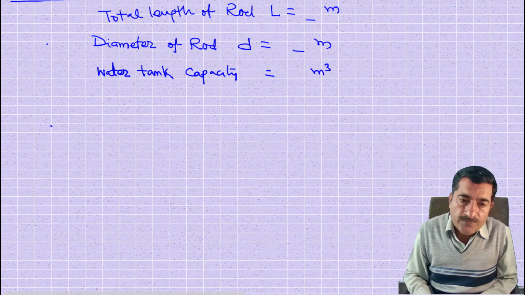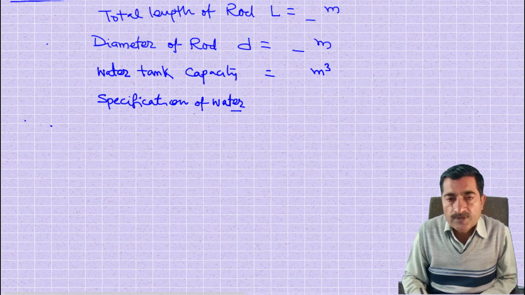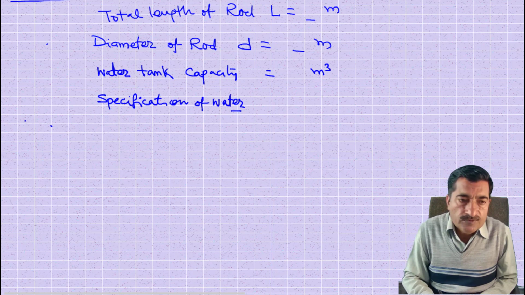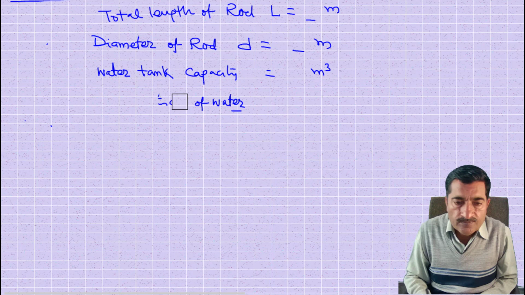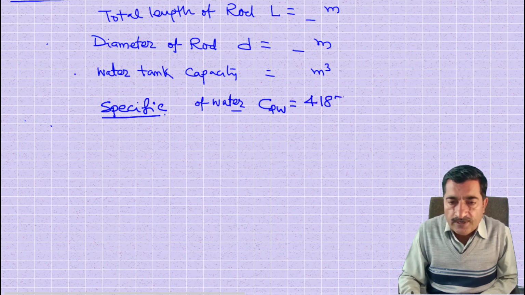And specification of water, which is specific heat CPW, which is equal to 4187 joule per kg Kelvin.